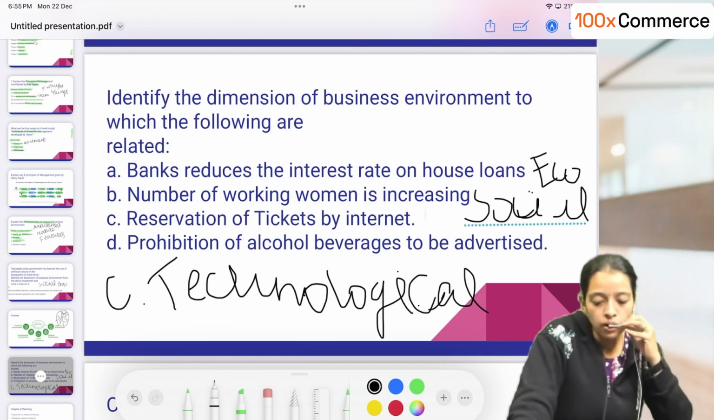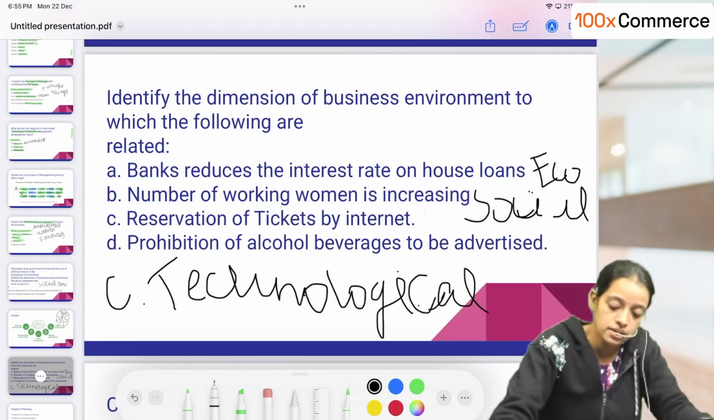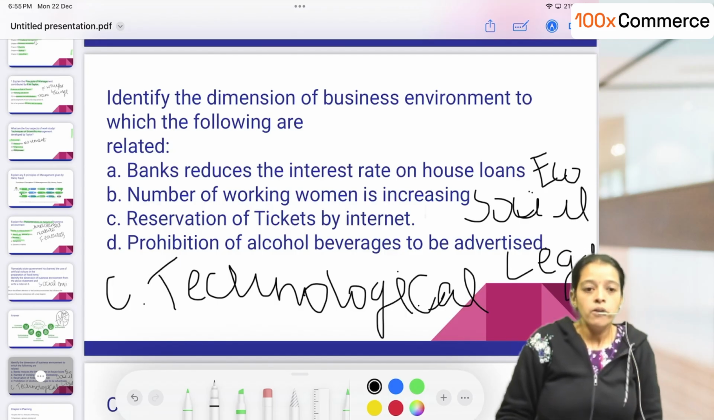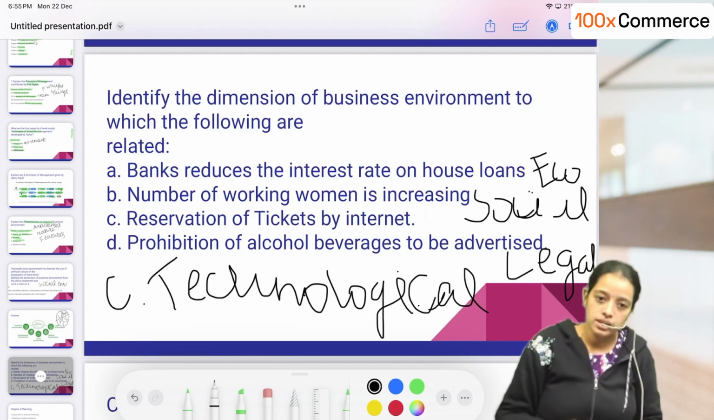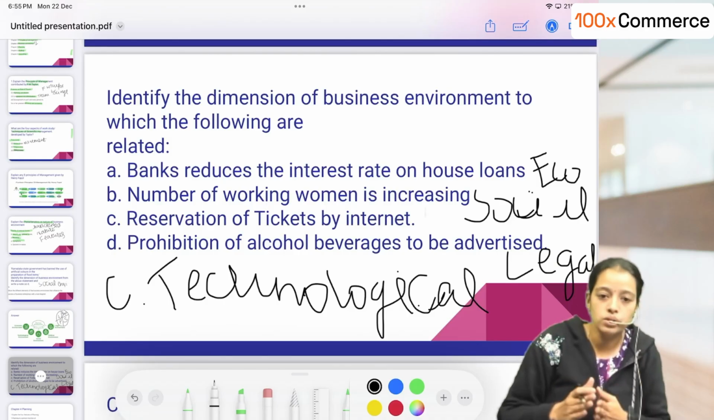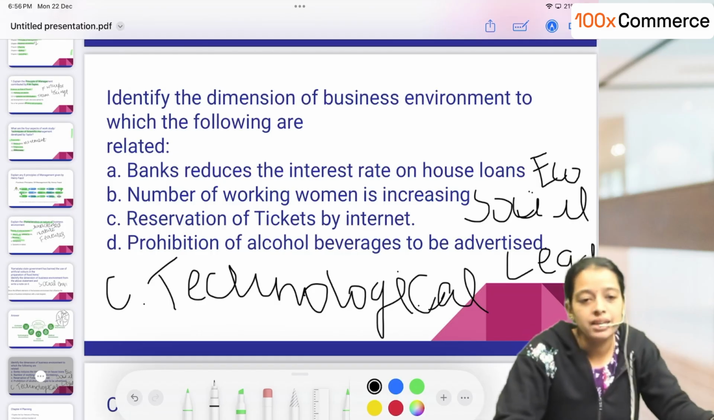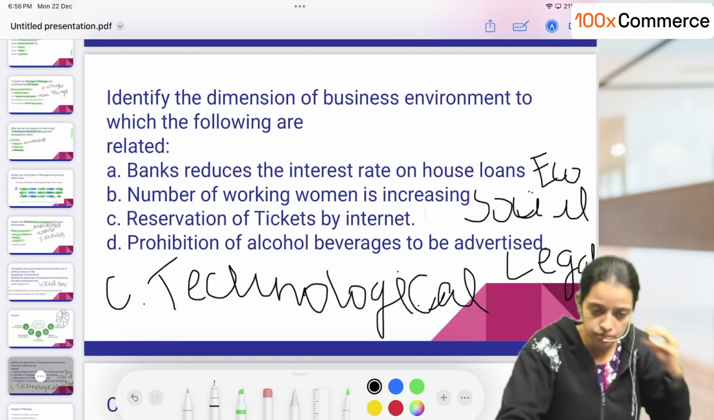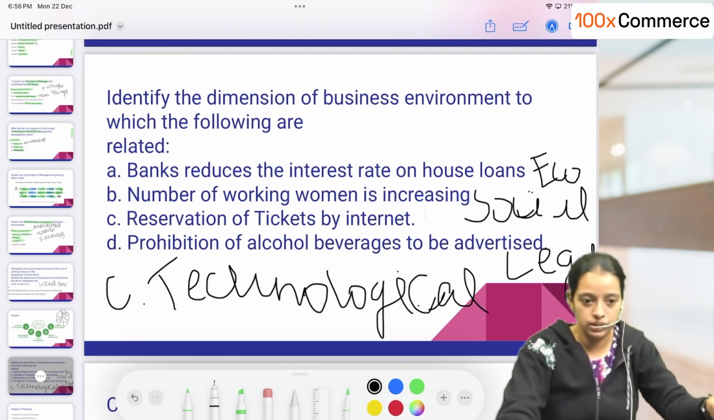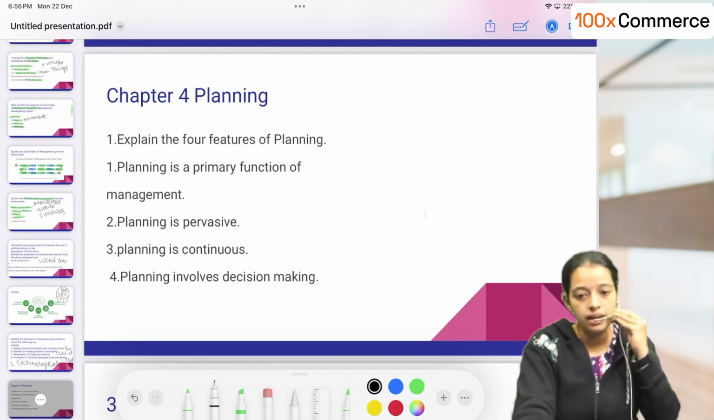Next, prohibition of alcohol beverages to be advertised. This is related to the legal environment. Legally and ethically, alcohol beverages and cigarettes should not be advertised on TV or any media, according to the legal rules and regulations of the state and the central government. So these kinds of questions will be asked from the business environment chapter. Basically you will get very easy questions. You can relate them to your day-to-day life scenarios and answer them clearly and properly.